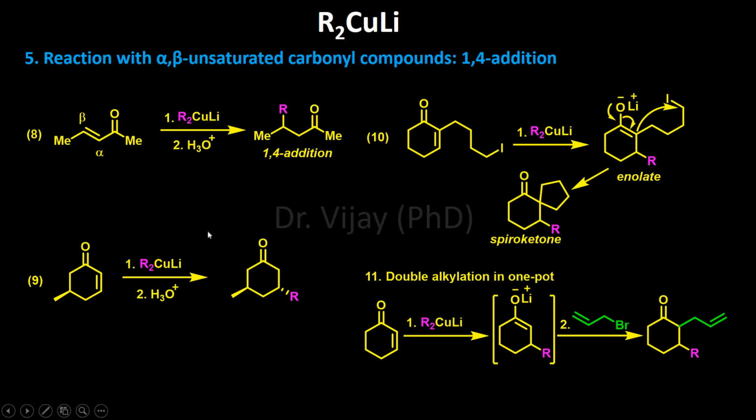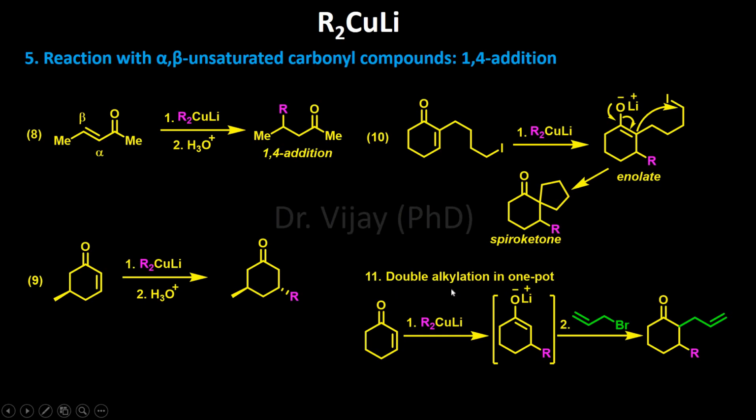In example 9, there is a methyl group above the plane which hinders the attack of the alkyl anion of Gilman reagent from the same side. Therefore, the attack takes place from below the plane. In example 10, there is an alkyl chain at the alpha position with a leaving group. Therefore, the negative charge of the enolate attacks further to give a 5-membered ring.